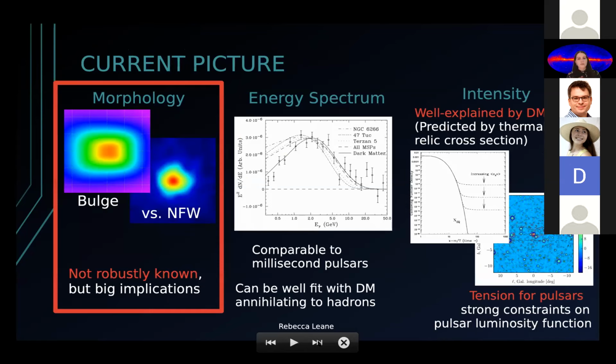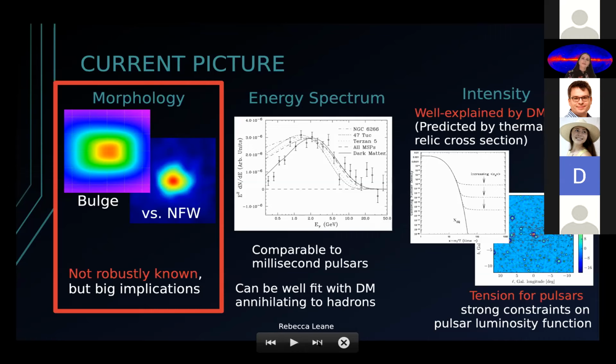So I just want to give you a really quick outline of what the current picture is. I just spoke a bit about some of the updates in terms of our understanding of point sources, if they're there or not, but there are other features as well. In terms of the morphology, I think this is not robustly known at this stage what it actually is. There are a few papers recently showing that it might prefer the bulge, which is the morphology on the left, and on the right, the NFW, which is the dark matter profile.